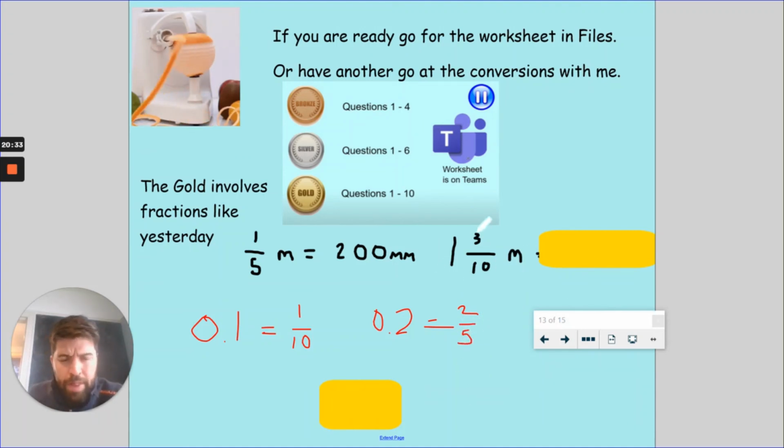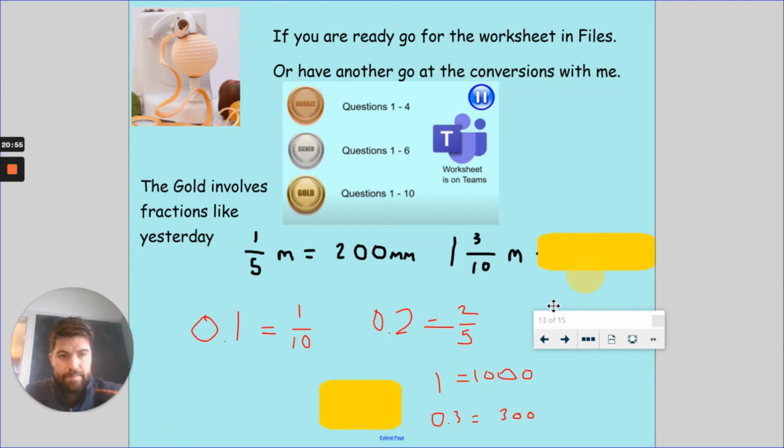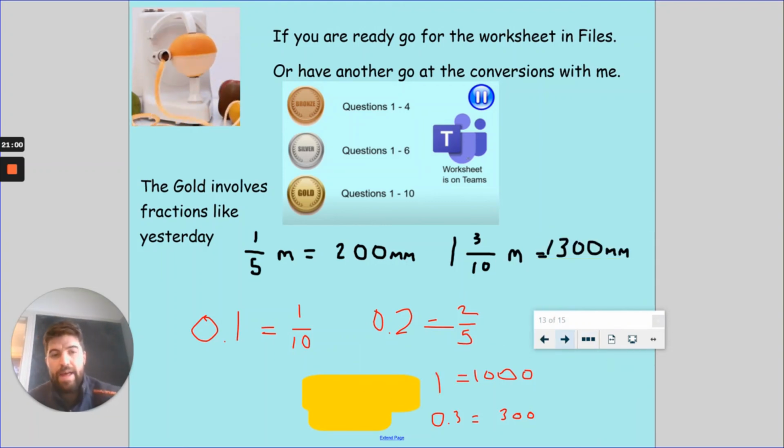What if you had something like 1 3/10 of a metre? What's that equal to? Well, the 1 is going to be equal to 1,000, and the 3/10, that's going to be equal to 0.3 of a metre, also known as 300 millimetres. So that's the kind of skills you need to be putting in gold today, just so you're aware that that is the challenge. However, if you thought you'd like a little bit more of a quick recap, then stay with me because I'm going to do one more quick one before I go.